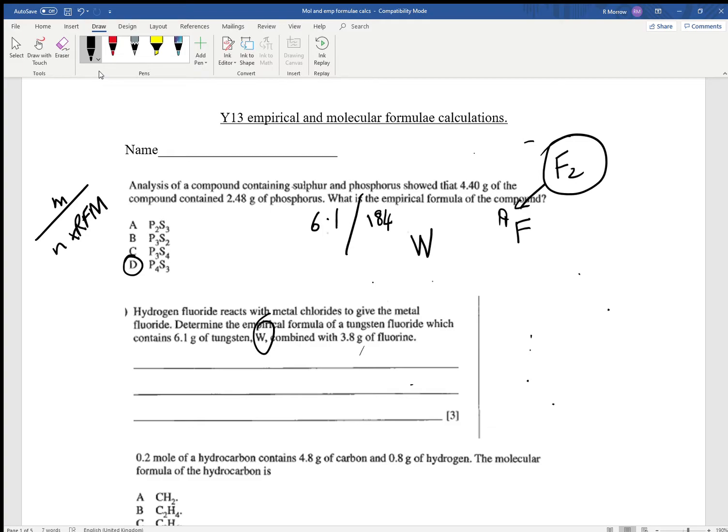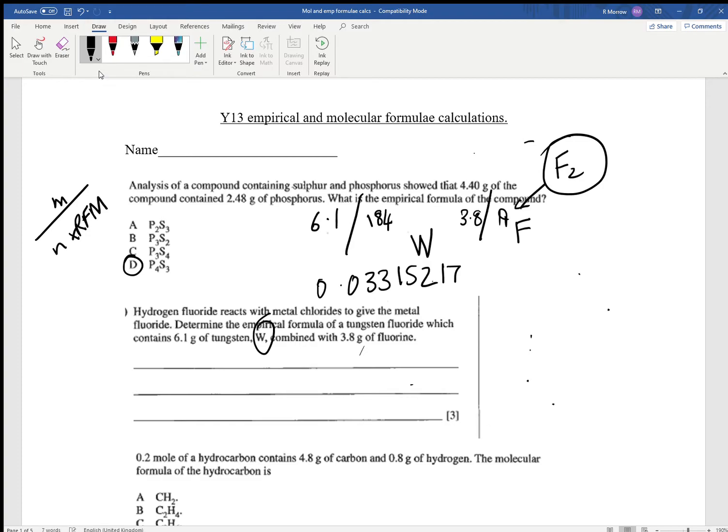So 6.1 over the 184 gives us a ratio of 0.0335152. I wouldn't round these up too much, guys, for the simple reason that sometimes you're working in very, very small numbers, and the more rounding up can actually introduce quite a significant amount of error, and then you get the wrong answer.